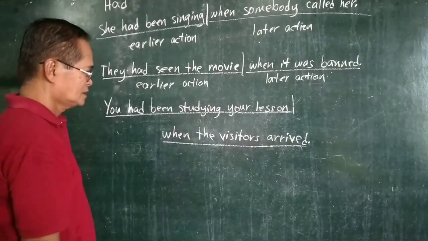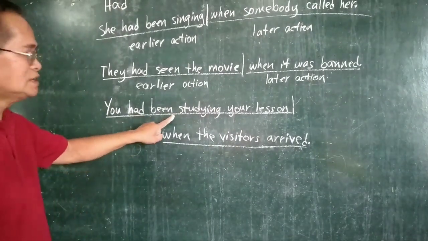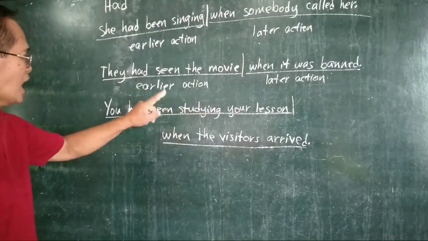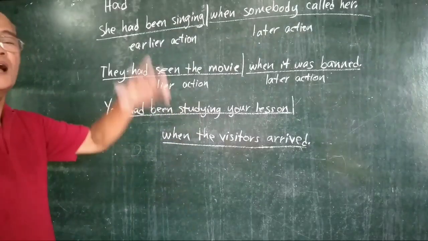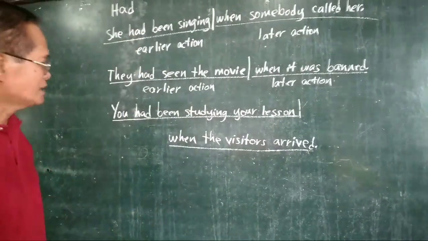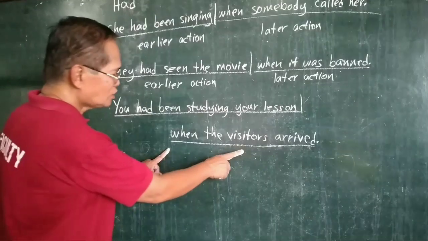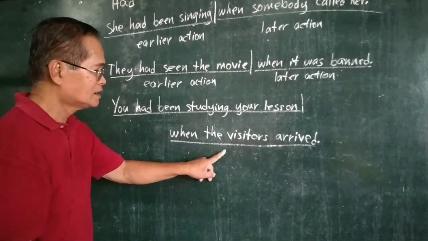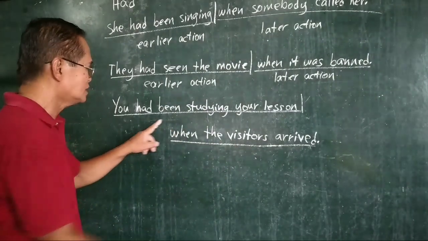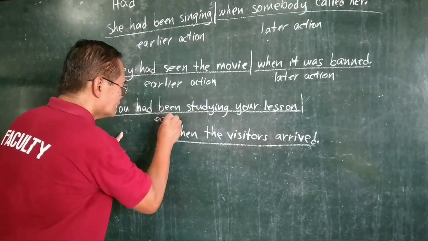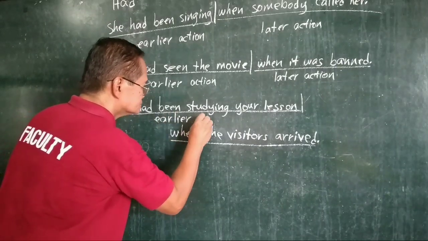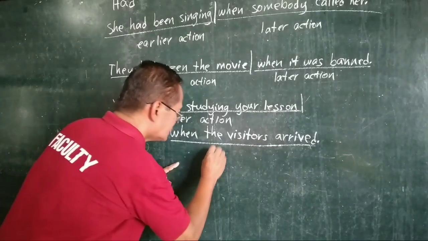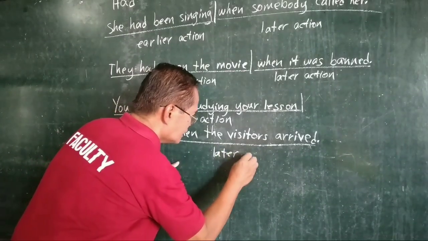Alright. Now, notice here, dito sa unang clause, sa independent clause, ang action ay nangyari noong nakaraan. And then, dito sa kasunod, when the visitors arrived, nakaraan din. Pero ito ay huling nangyari. Ito ang unang nangyari. So this is our earlier action. At ito naman ang later action.